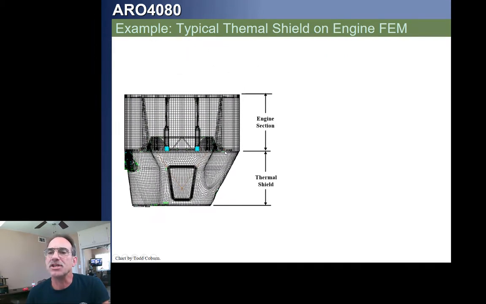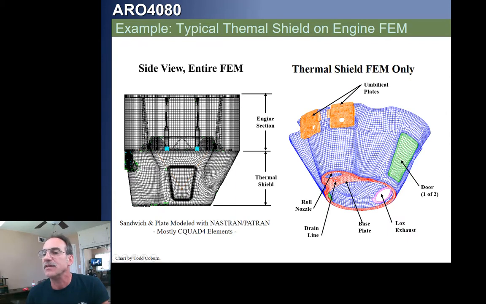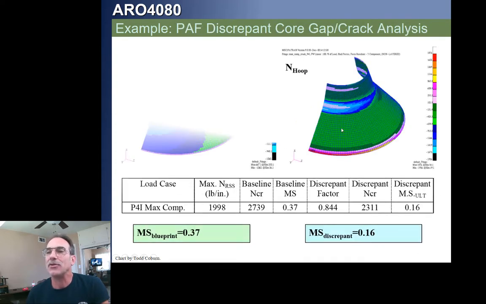Here is a thermal shield on a Delta IV structure, a typical finite element model, showing just the different element sizes that we use for doing some analysis. Here's a payload attach fitting.